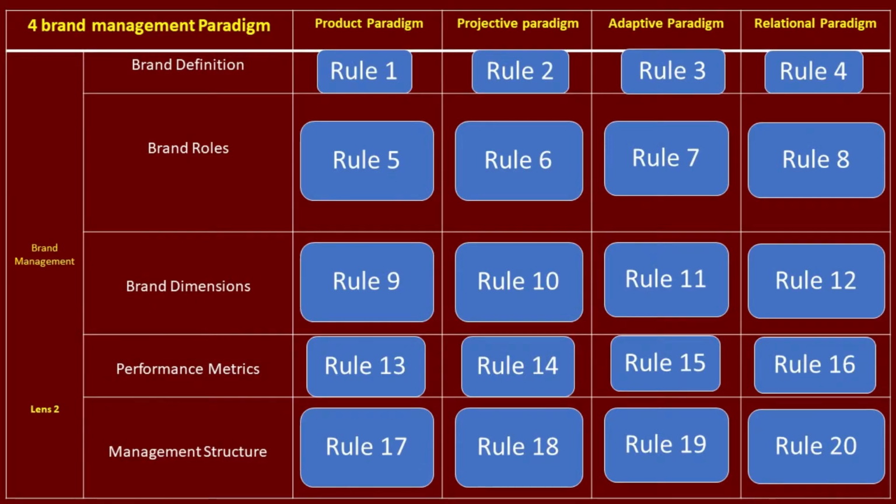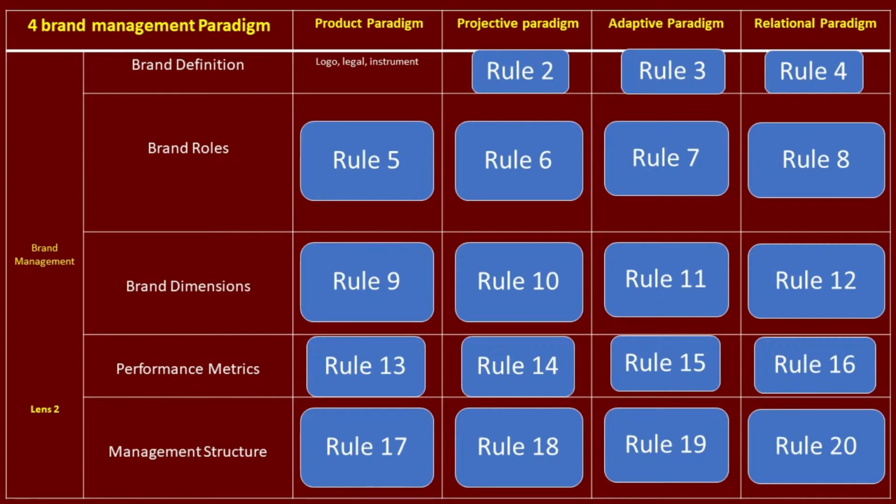The first aspect we study under lens 2 is the way we define the brand and the meaning we associate with it. The first rule is, when the marketing vision is based on the product paradigm, the brand is defined just as a logo, a legal entity or an instrument. No additional emotive meaning behind the brand is found.